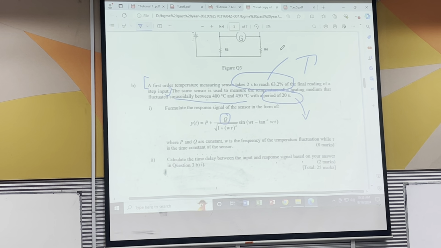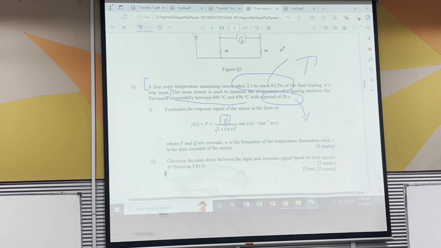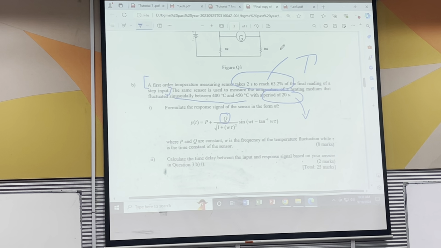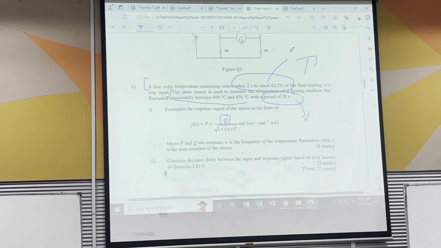So I want to ask Kitchen, what is this Q for? What are you looking for from this Q? Is equal to K times A. Yes, correct. How about this P?